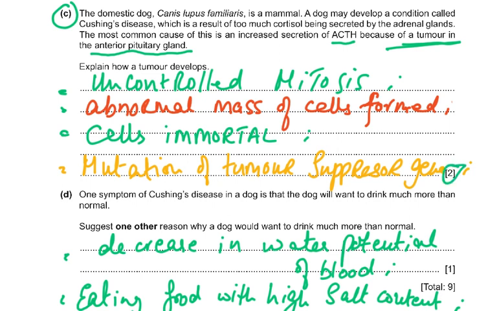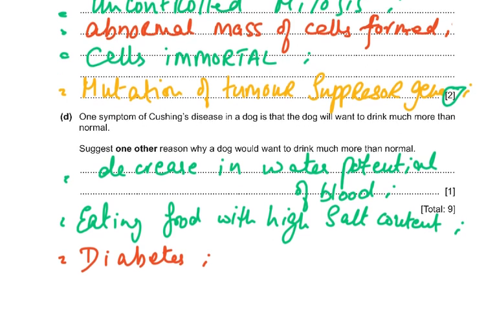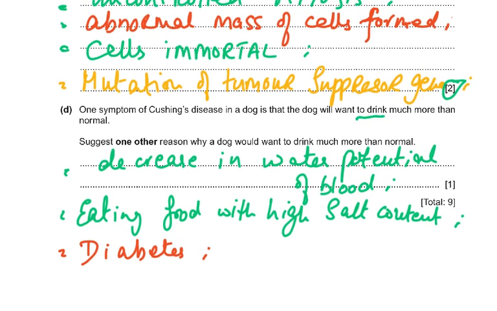Now the D part of the question was: one symptom of Cushing's disease in a dog is that the dog will want to drink much more than normal. Suggest one reason why a dog would want to drink much more than normal. Immediately the thought which came to my mind was diabetes. Why? Because when do you feel thirsty? When you've had chicken kadhai and naan and coke, and something sweet, your blood becomes more concentrated. This, of course, is a decrease in water potential in the blood. That's why you feel thirsty when you've had such a heavy meal.